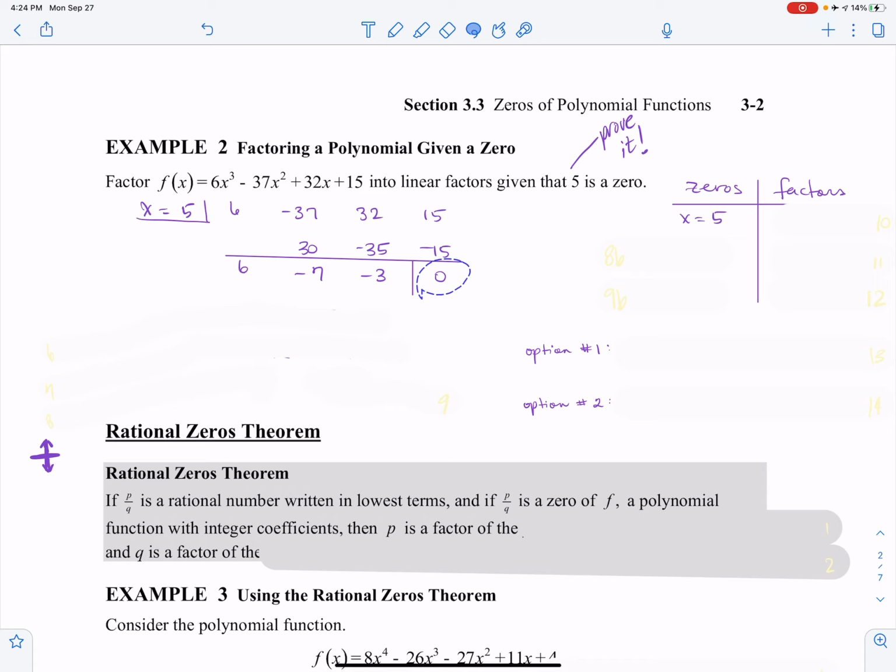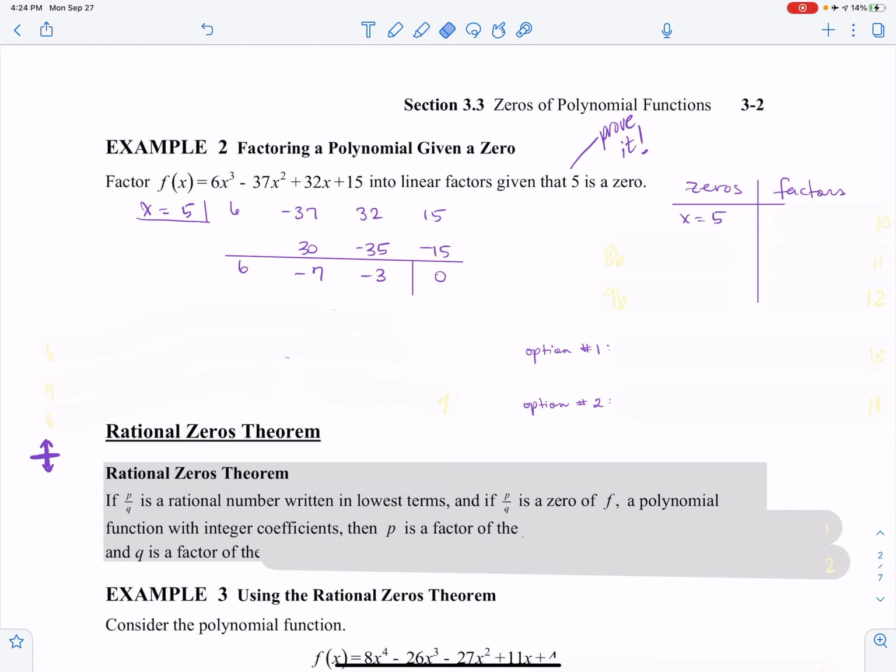Okay, well, now what I notice here is that my depressed polynomial is a quadratic. We know how to solve quadratics. We did this in chapter one and we did this in chapter two. So we have at least five methods of solving quadratics.